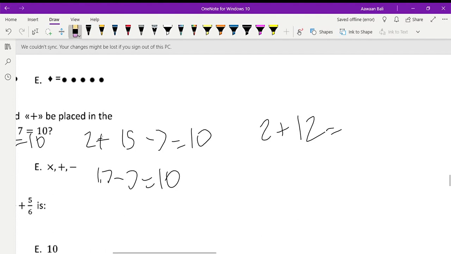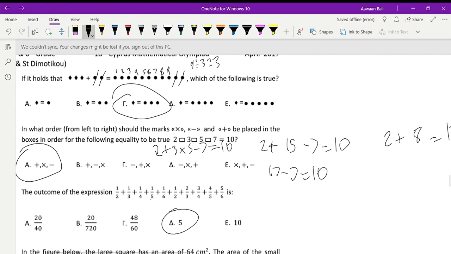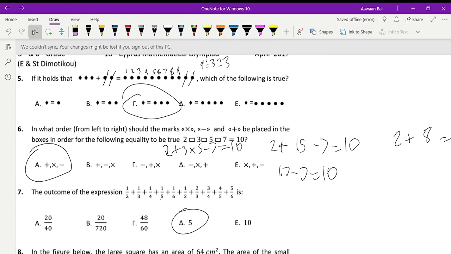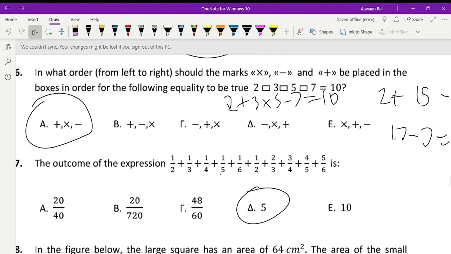Sorry, 8. 2 plus 8 is again 10. So basically, either way you do it, with addition and subtraction, you'll always get the same answer. You don't need to use BODMAS. And if it's multiplication and division, then it matters. So therefore, the answer is alpha.